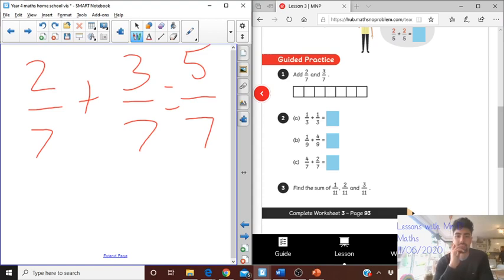One ninth and 4/9. Then again, it doesn't matter that the denominator is different than here. Oh, we're doing this one. Sorry, thirds.